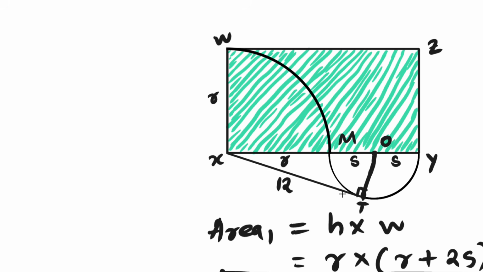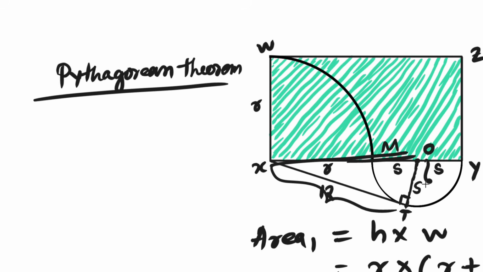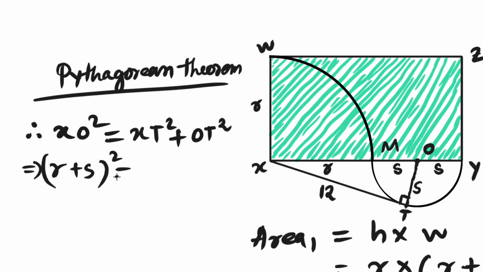Let's identify the lengths of its three sides. The tangent segment XT is 12. The radius OT is s. And the distance from X to O is equal to r plus s, because XM is r and MO is s. Since we have a right triangle, we can apply the Pythagorean Theorem. The theorem tells us that the square of the hypotenuse equals the sum of the squares of the other two sides. And therefore, XO squared equals XT squared plus OT squared. Substituting the values gives the quantity r plus s, squared, equals 12 squared plus s squared.